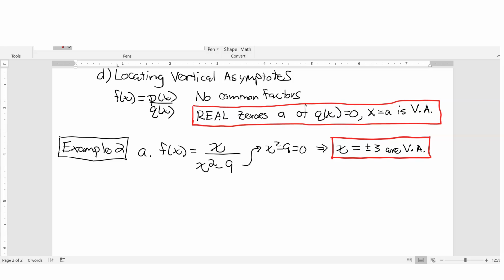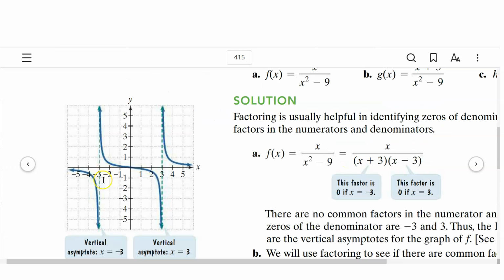Let's look at example 2 on page 415 of your textbook. This first function they give us, f of x, is x divided by x squared minus 9. There are no common factors. And really, we just want to set that denominator equal to 0. If you factored it, this would be x plus 3, x minus 3. So the roots are plus or minus 3. So x equals plus or minus 3 are your vertical asymptotes. And this is what the graph of that function would look like.